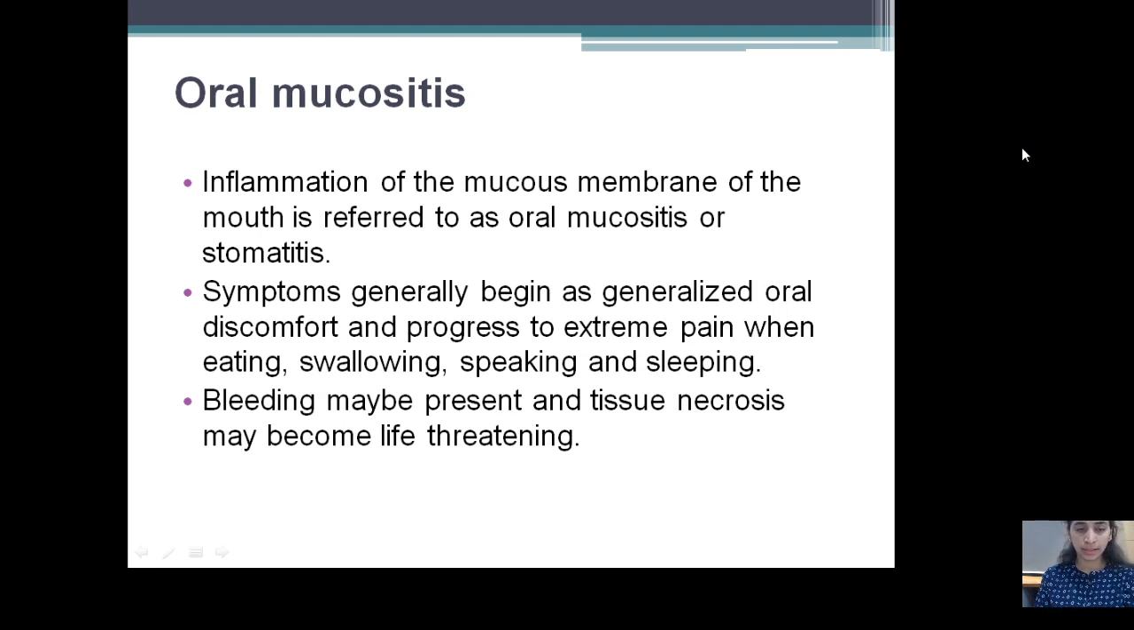So the next side effect is oral mucositis. The inflammation of the mucous membrane of the mouth is referred to as oral mucositis or stomatitis. The symptoms generally begin as generalized oral discomfort and progress to extreme pain when eating, swallowing, speaking, and sleeping. Bleeding may be present and tissue necrosis may become life-threatening.